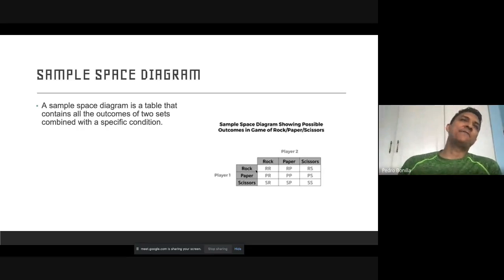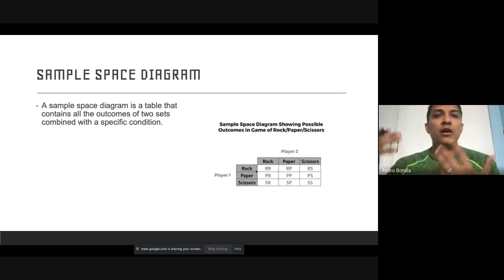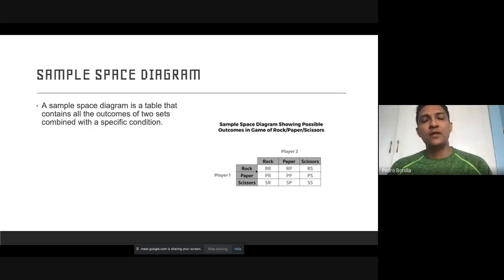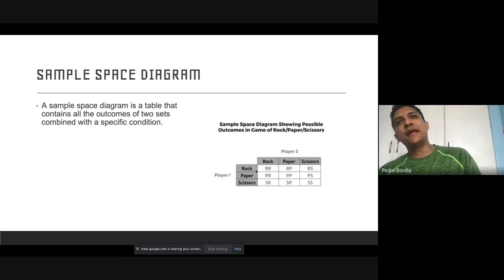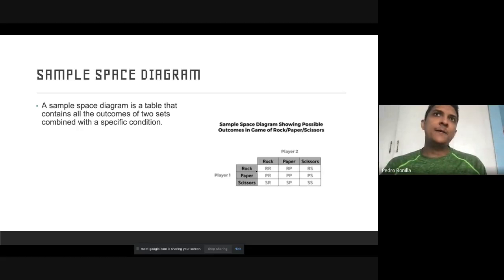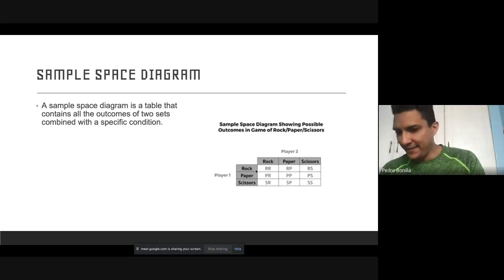So the idea is the following. In this case, what we're doing is we're combining two events that have different or the same sample spaces, and when we combine them, we are creating the new sample space. Okay, that is basically the idea.